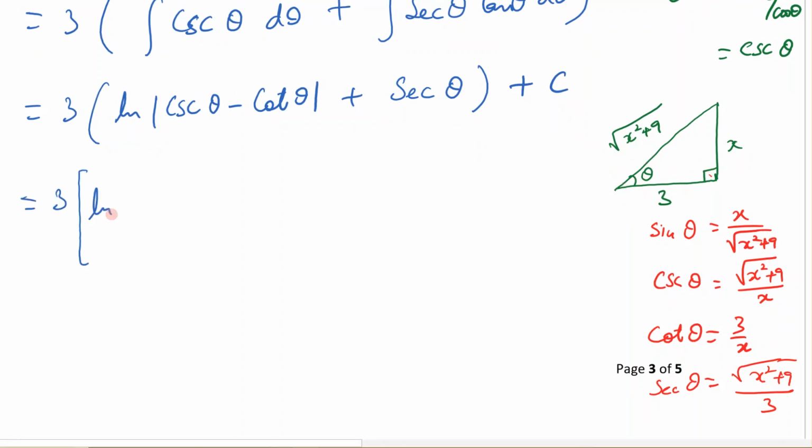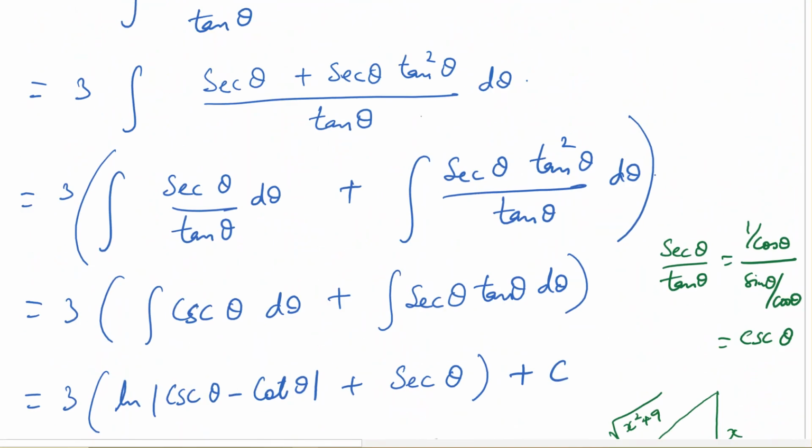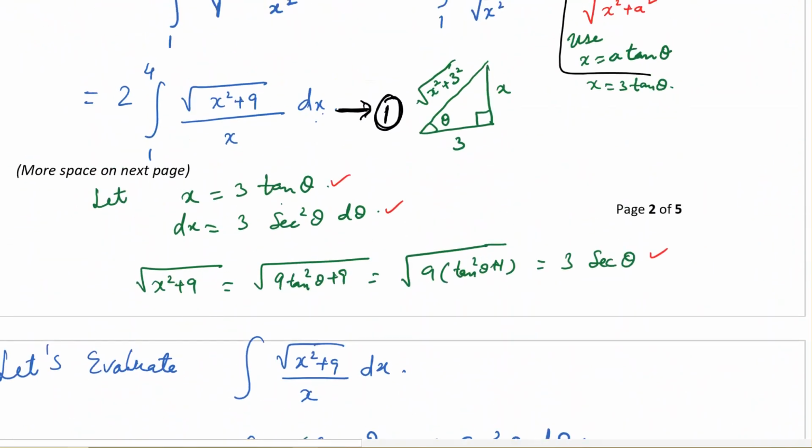Thus we get 3 times ln of, cosecant is square root of x squared plus 9 over x, minus 3 over x, plus secant is square root of x squared plus 9 over 3, and plus c. So this was our indefinite integral. We haven't included the limits so far. So now let's go back to our original problem, which was to evaluate this integral.